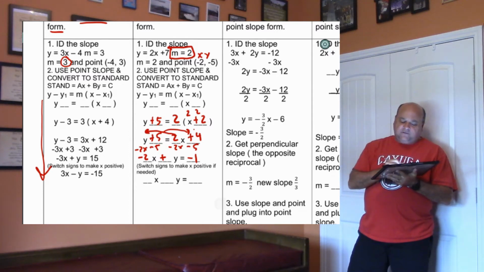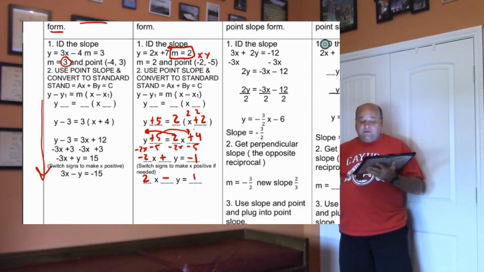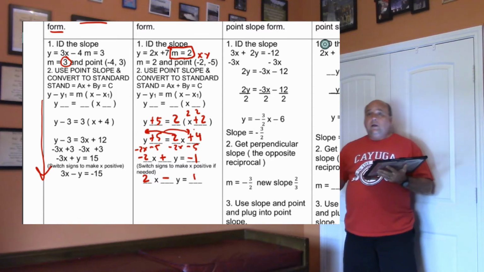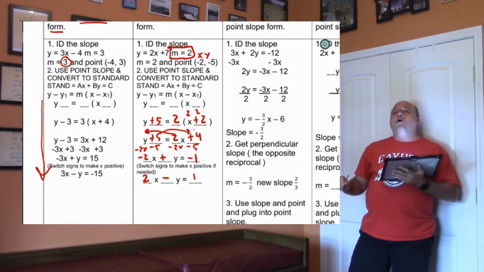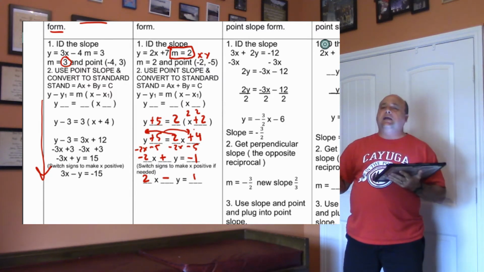The x is negative, so I need to switch the signs. 2x minus y equals 1. And if I were to put negative 2, negative 5 in there, I would get a positive 1, okay? Be negative 4 plus 5. So that works out.